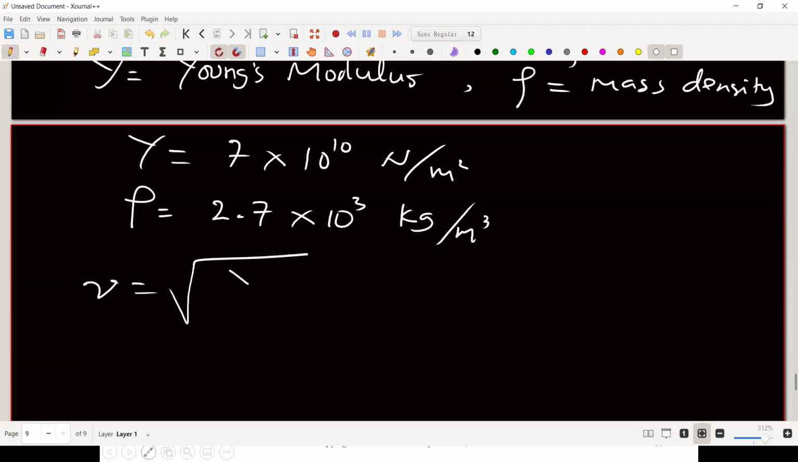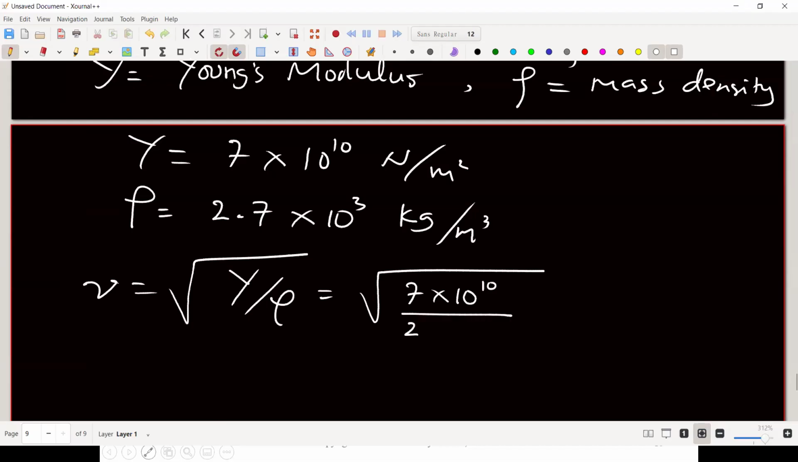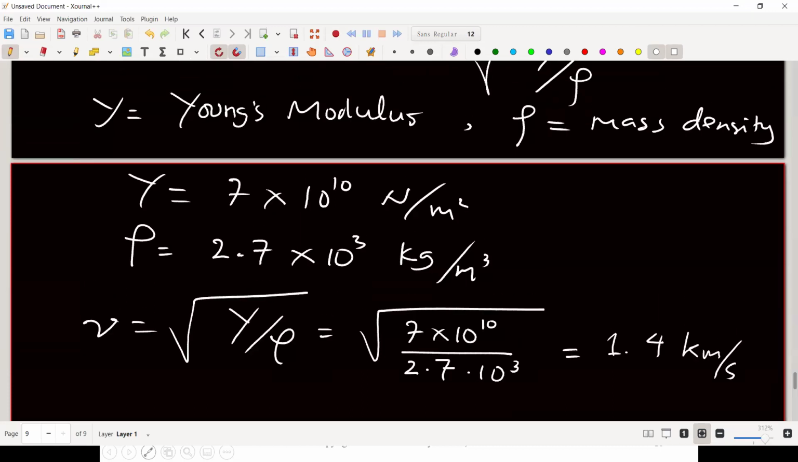V is the square root of Y divided by rho. So this one is 7 times 10 power 9 divided by 2.7 times 10 power 3. So this one is around 1.4 kilometer per second. Okay, so this one is the speed of sound in aluminum.